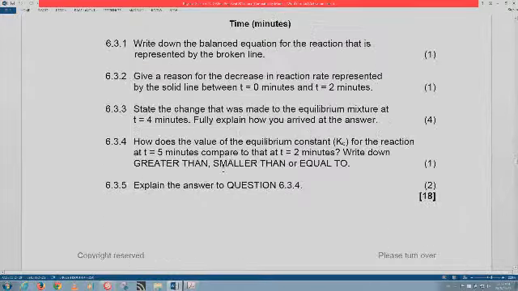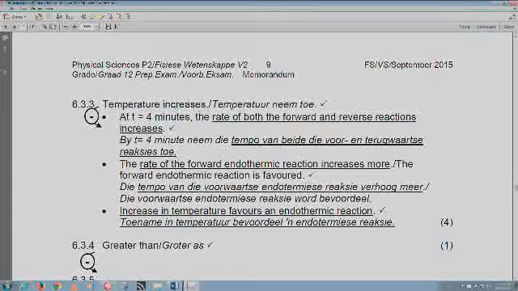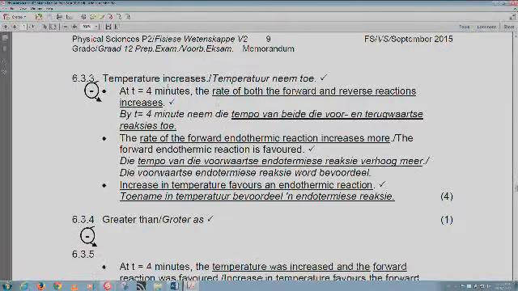6.3.3, state the change that was made to the equilibrium mixture at t equal to 4 minutes, and then fully explain how you arrived at the answer. So the learner must first state the change and then explain for 3 marks. The answer expected there is the temperature was increased, or the temperature increases for 1 mark. Then if the learner does not say temperature increases, it means it's 0 there because there's negative marking.